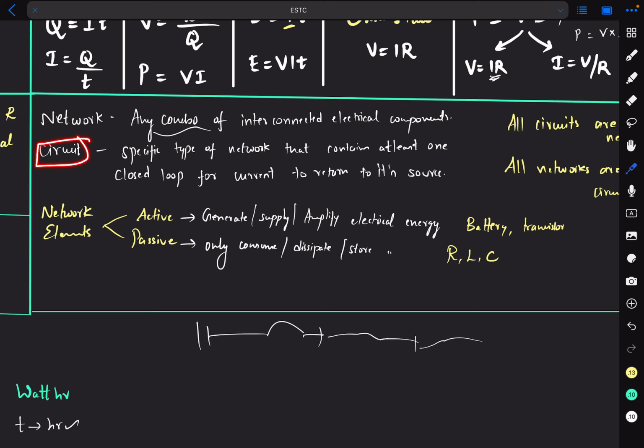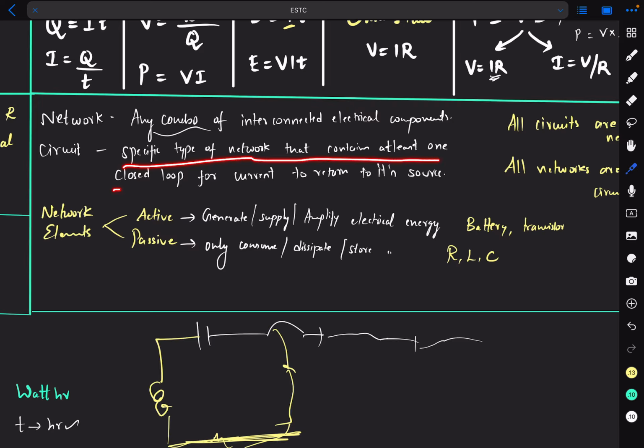What is a circuit? A circuit is nothing but a specific type of network. A circuit is a type of network that contains at least one closed loop. If it starts with a battery, a bulb, a resistance, and a voltmeter or ammeter, and then the circuit closes, you understand? It is a specific type of network that contains at least one closed loop for the current to return to the source. So, this is a circuit.